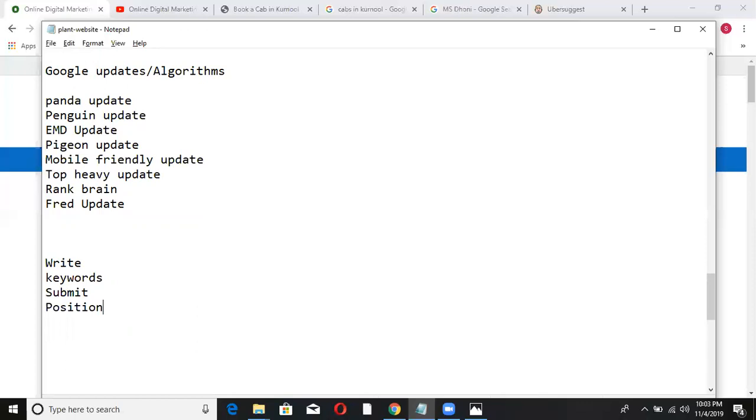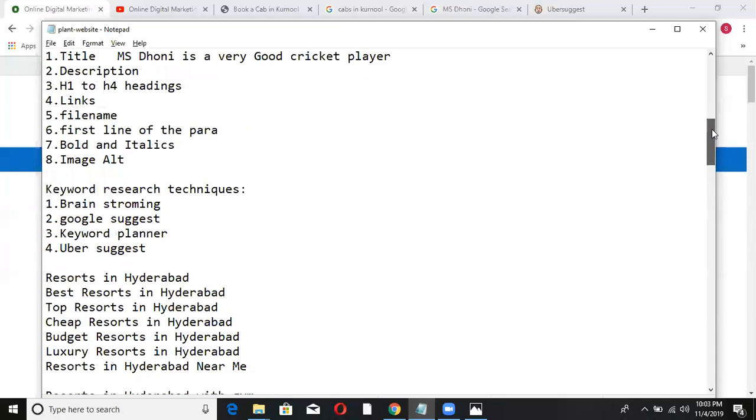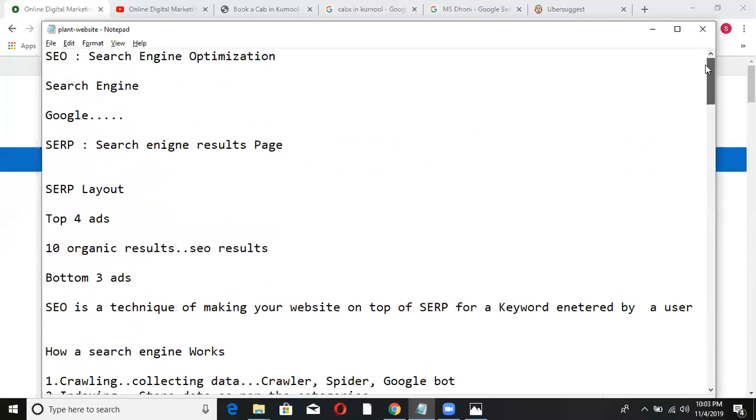Assume that you got position 80 in the SERP. I'll teach you how to bring it from position 80 to the top 10, and then to the first position. How long does it take? I mean, in days, how long will it take from 80 to 1? It depends on the competitors and how good your content is.